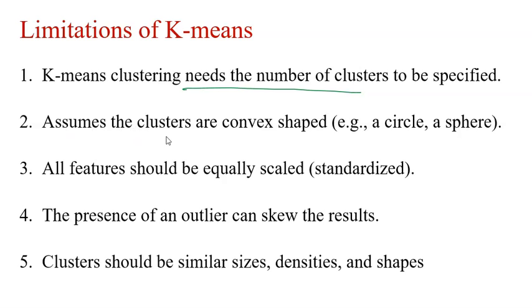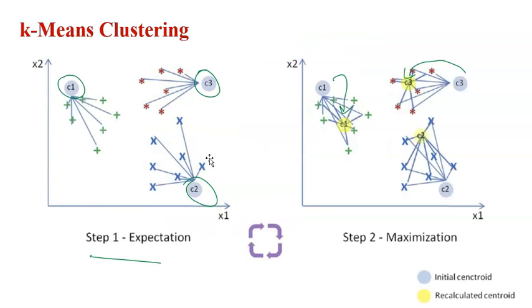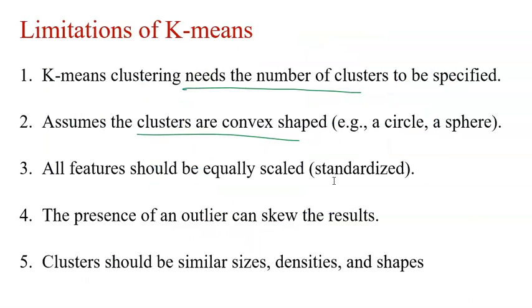And the algorithm assumes that the clusters are convex shaped, right? Like the ones we saw, right? You see that they're circular, right? So it assumes a particular shape for the clusters, and that's also one of the limitations.